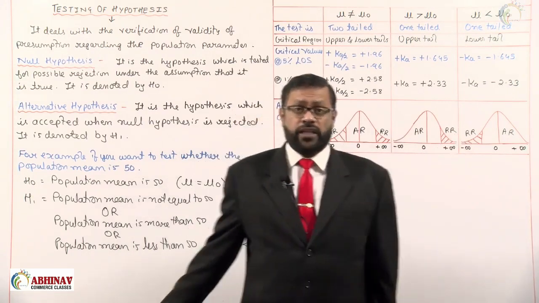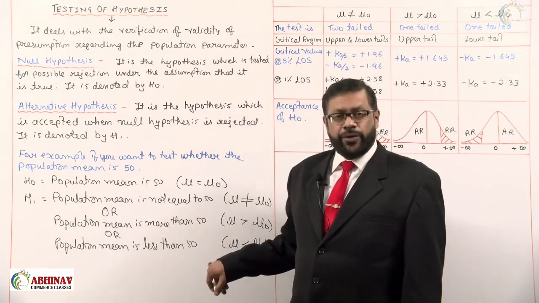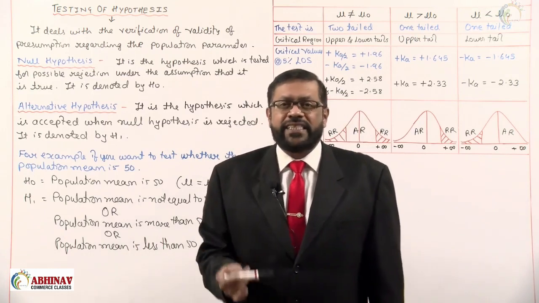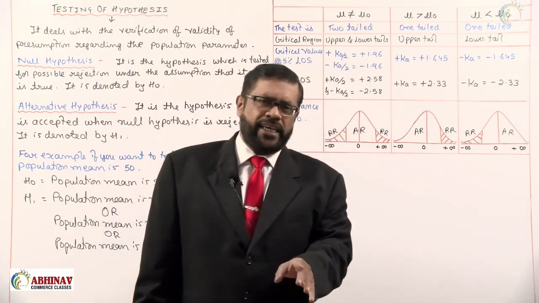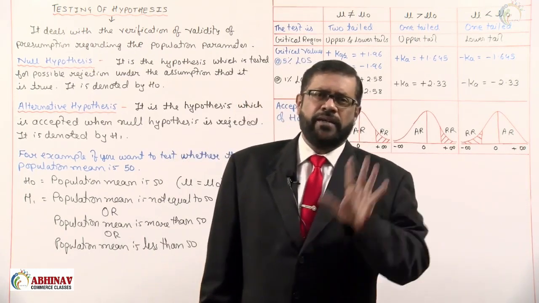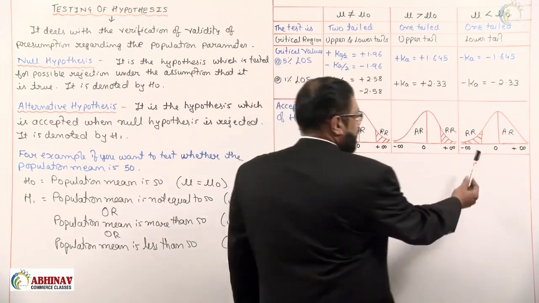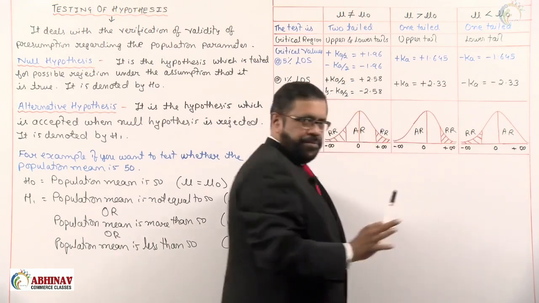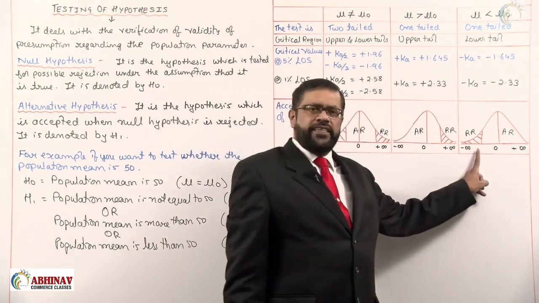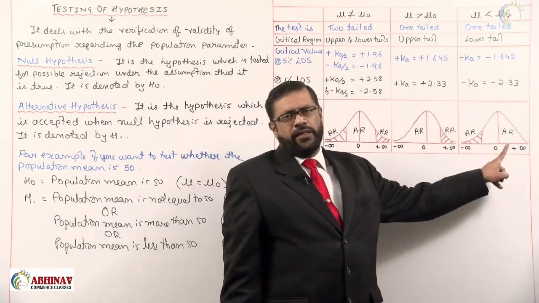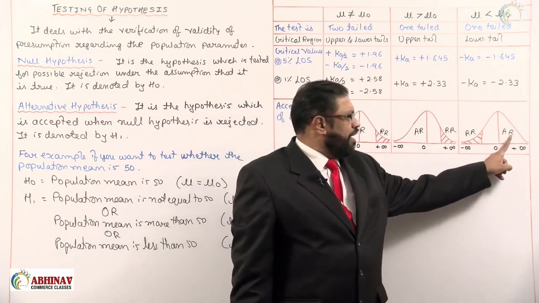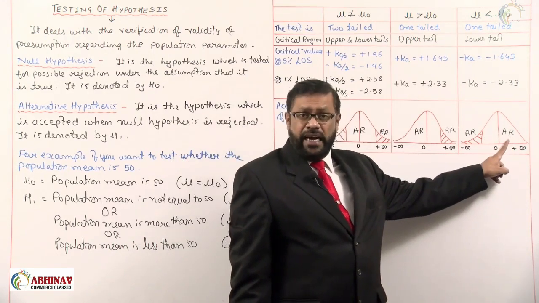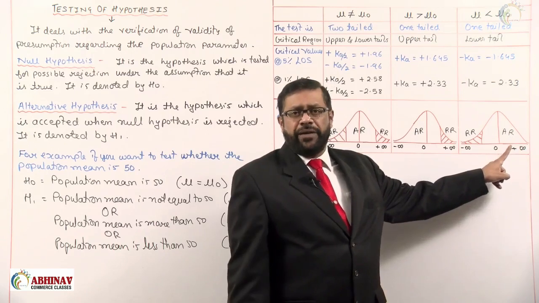The third alternative, when mu is less than mu naught, is again a one-tail test, but not the upper tail; it has to be the lower tail. We shade the lower tail, and the critical values are here. If your answer lies in the rejection region, your H0 will be rejected. If it lies in the unshaded part, the acceptance region, H0 will be accepted.